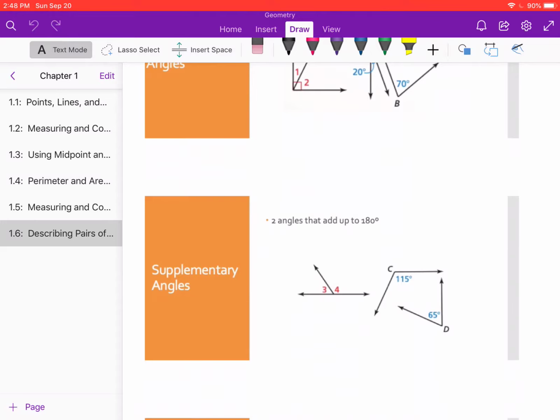Supplementary angles, you should also know this word. Supplementary angles are two angles that add up to 180 degrees. Remember, 180 degrees is a straight line. So angles 3 and 4 share a side, and when you put them together, they form a straight line, or 180 degrees. Or it could look like angles C and D, where they don't share a side in common, but when you add up their angle measures, they do indeed add up to 180 degrees.